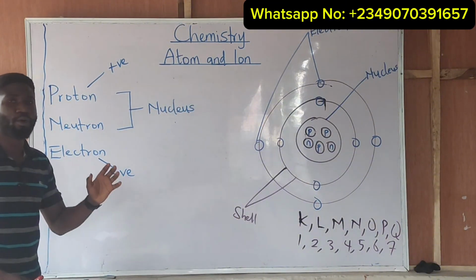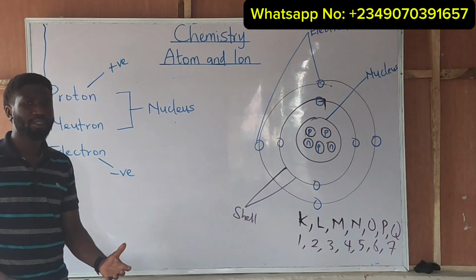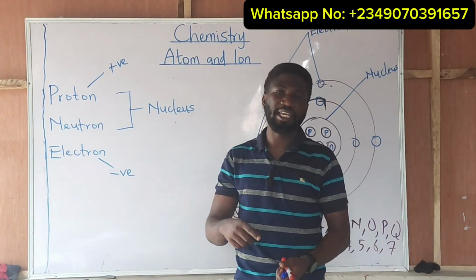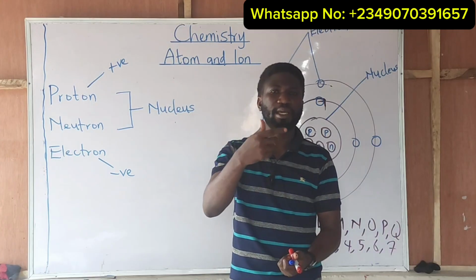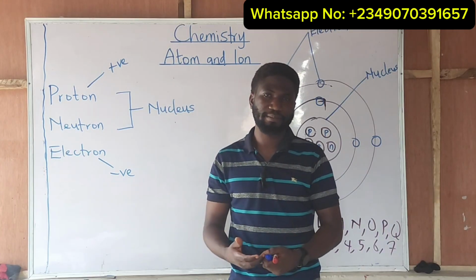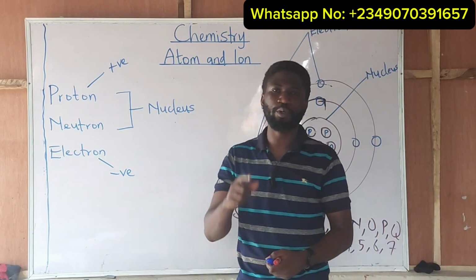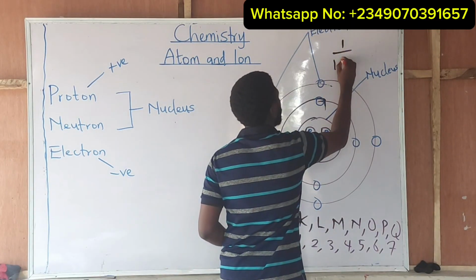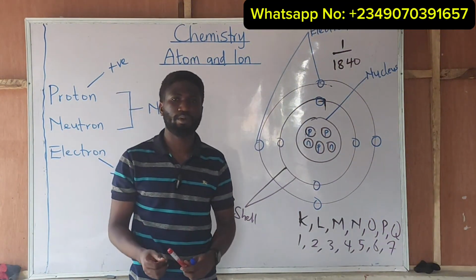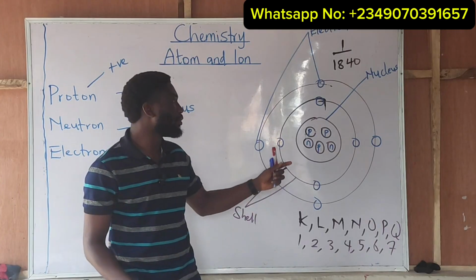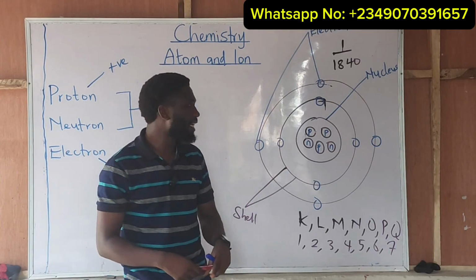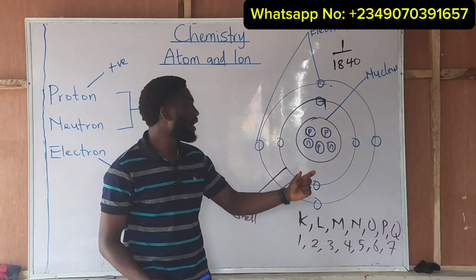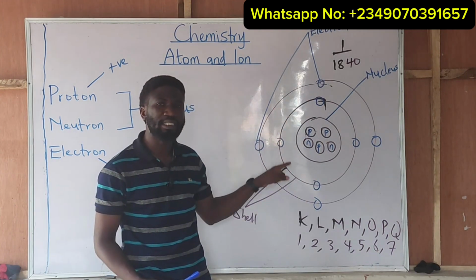So I said an atom consists of proton, neutron, and electron. The proton and the neutron are found in the nucleus. And then we have the electron. The electron moves around the shell. They are known to be mobile. And why do they move? They move because they have light mass. The mass of an electron is said to be 1/1840. That is the mass of electron. It is very small. So this is the reason why we have electron moving around the shell. From the diagram, we have the nucleus housing the proton and the neutron, and we have the electrons moving around the shell.